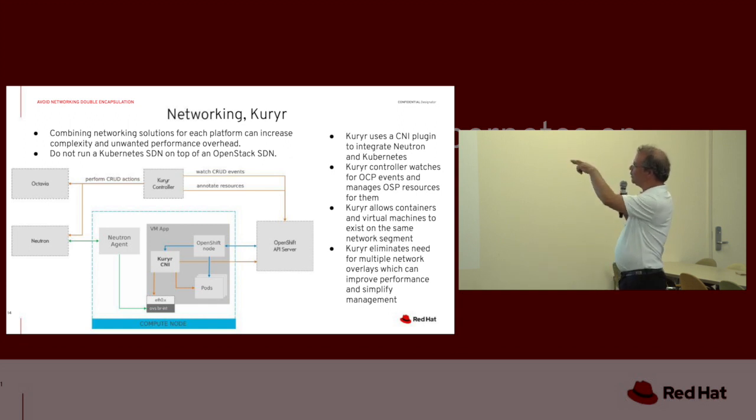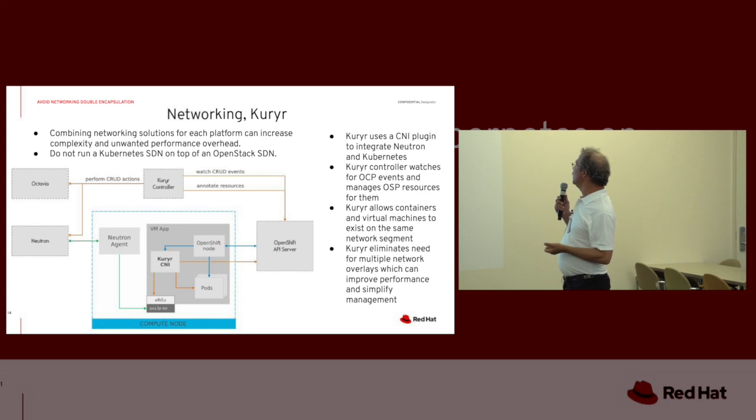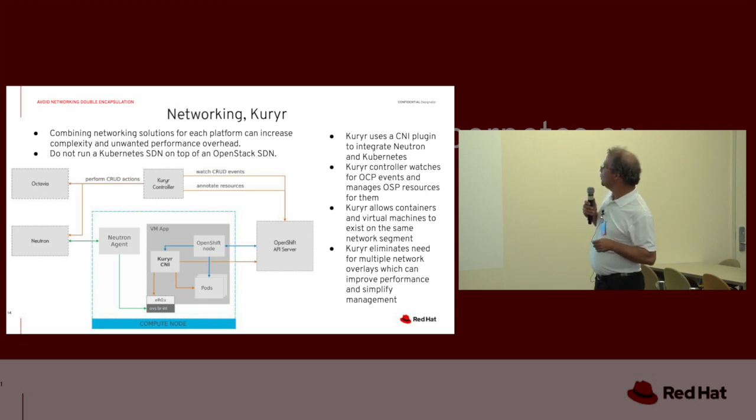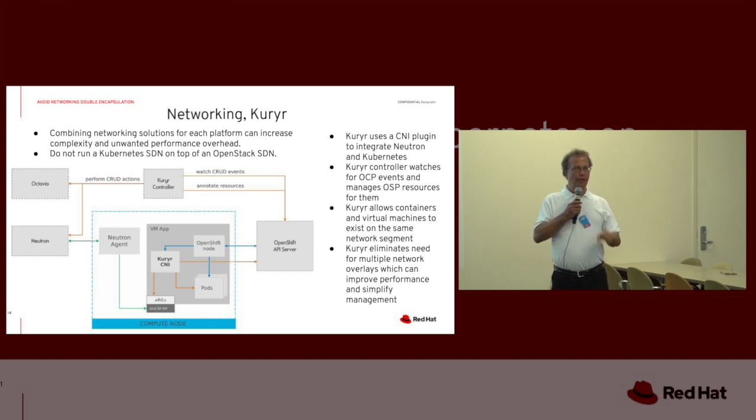You have that problem of duplicate complexity of two SDNs, one on top of the other. So it's a CNI, Container Networking Interface plugin, to integrate Neutron, which is OpenStack networking, and Kubernetes networking. The Courier controller watches for events and OpenStack platform resources for them, and allows them to exist on the same network. So it eliminates that overlay problem.